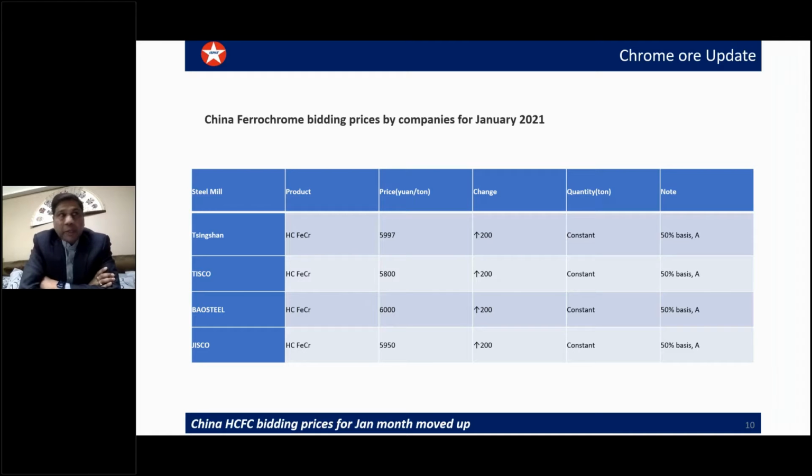in January. Today, if you see, the chrome ore prices and the ferrochrome prices have already moved up, and today's offer for ferrochrome in the market is around 89 to 90 cents, which is much higher than the bidding prices of January. So it is expected that the February bidding prices must be higher than the January prices.